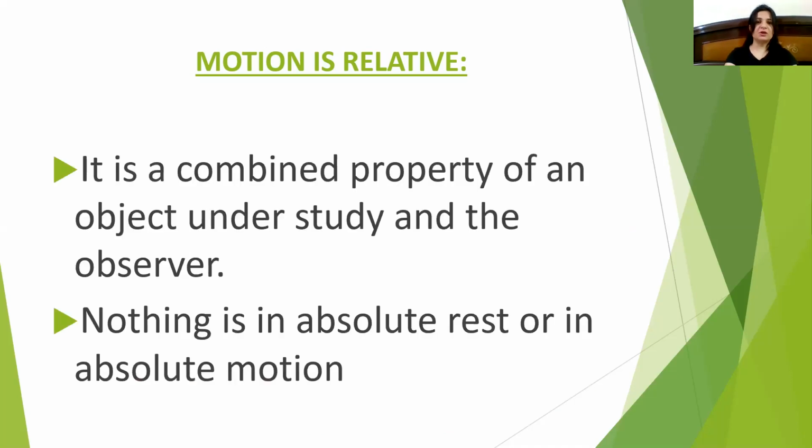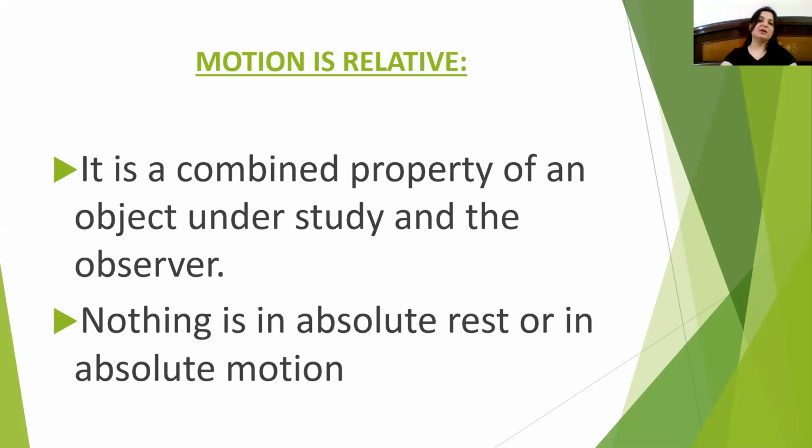So from this we conclude that motion is a combined property of an object under study and the observer. In the second example, the object under study was the book on the table, and the observers were observer 1 and observer 2. So it is the combined property of both the object under study and the observer who is observing the object.